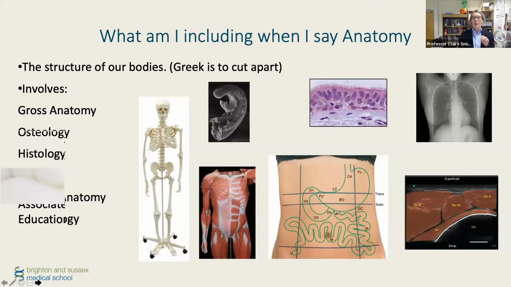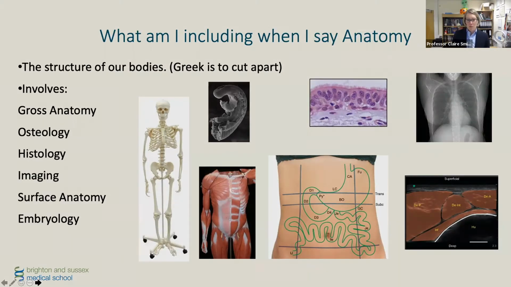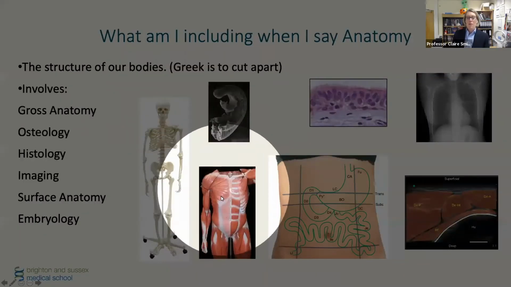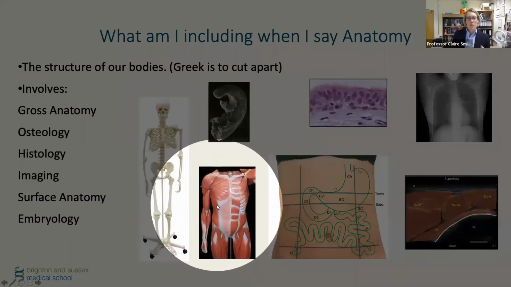I just want to take a minute to say what I'm including when I say anatomy. Anatomy is the structure of our bodies, and the Greek actually means to cut apart. So of course it's going to involve gross anatomy, the large structures we can see within our body: the muscles, the nerves, the arteries, the veins, etc.